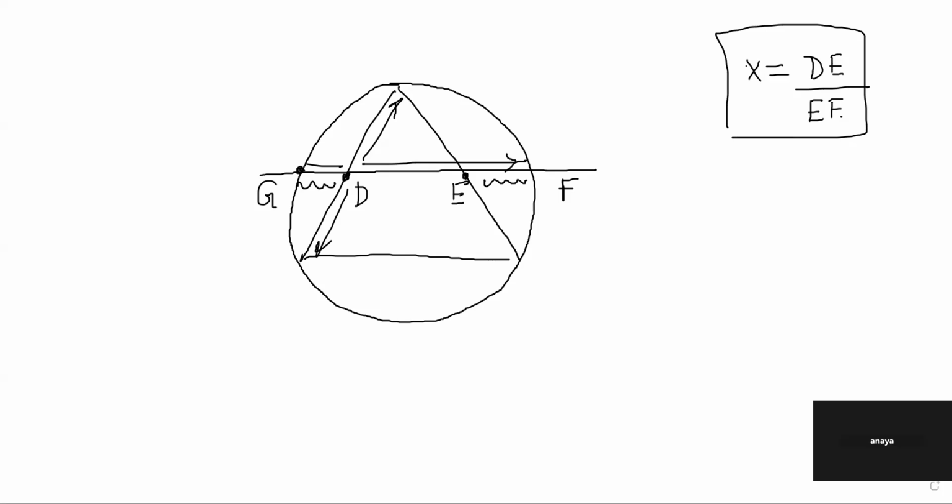What is the next question? 13.36. Chords AB and CD of circle O are perpendicular at point P. Given CP is 2, AP is 3, and PD is 6. Find the following: OP and the radius of the circle.